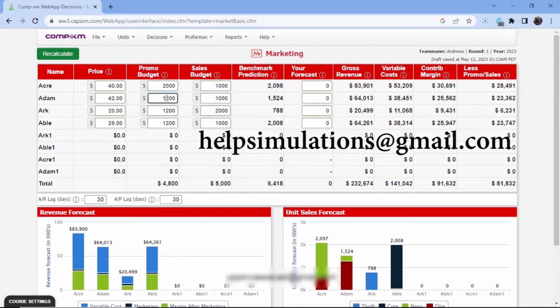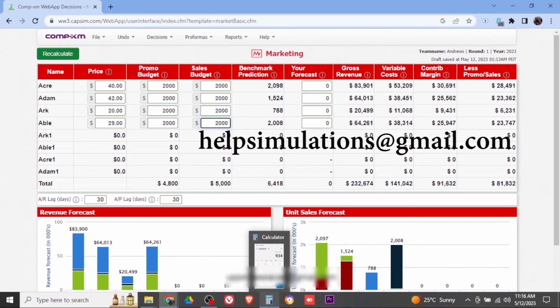Then I'll give a promo budget of 2,000 because I want to increase my awareness so that more customers can be aware of my product. So that's the importance of investing in the promo budget. Then the sales budget increases your accessibility such that more customers can easily access your product. This is in terms of salespersons, branches, and what have you.